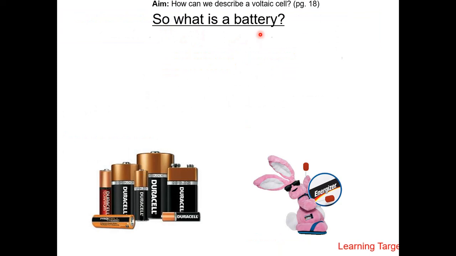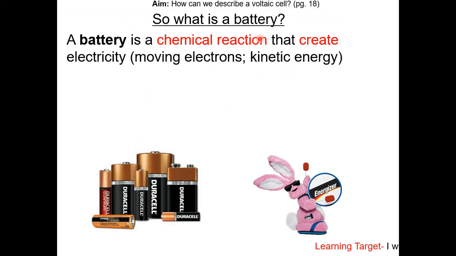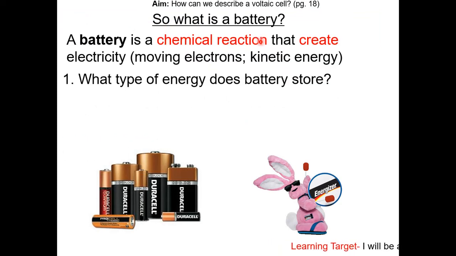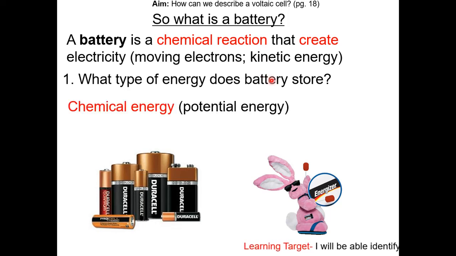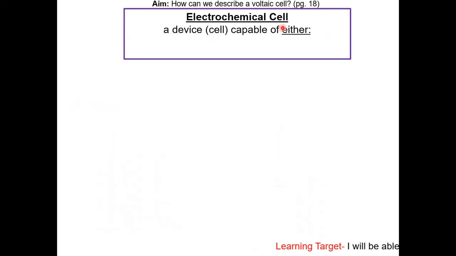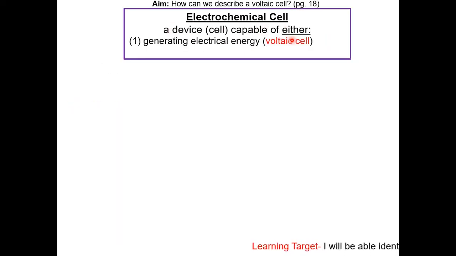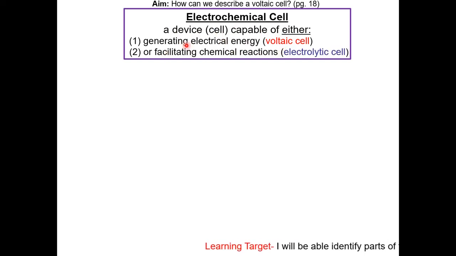So what is a battery? A battery is a chemical reaction that creates electricity. So what type of energy does the battery store? The battery stores chemical energy, which is a type of potential energy. An electrochemical cell is a device capable of either generating electrical energy, which is the Voltaic cell, or facilitating chemical reactions, which is the electrolytic cell.